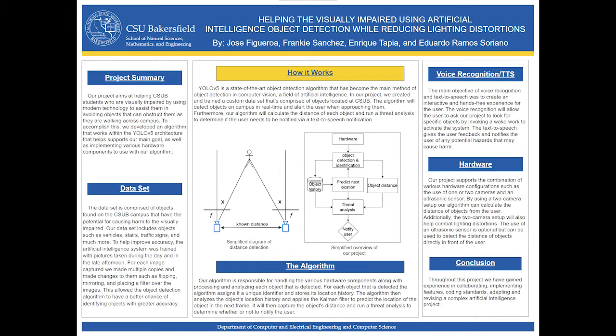Now turning to the hardware section, our project supports the combination of various hardware configurations and arrangements, such as the use of one or two cameras and an ultrasonic sensor. By using a two-camera setup, our algorithm can calculate the distance of objects from the user. Additionally, the two-camera setup will also help fight off any lighting distortions. The use of an ultrasonic sensor is optional, but can be used to detect the distance of objects directly in front of the user.